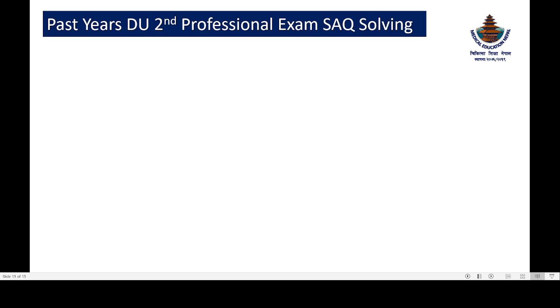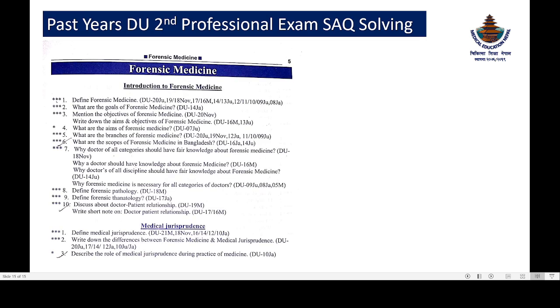Now we will solve the past year Dhaka University questions. Looking at the questions, I guess we have covered all of them. The first question: define forensic medicine. Yes. The goals of forensic medicine, the importance of forensic medicine, or goals, or aims, or objectives, these are all the same questions. The fifth question is the branches of forensic medicine. Yes, we have covered them. The sixth question is the scopes of forensic medicine in Bangladesh.